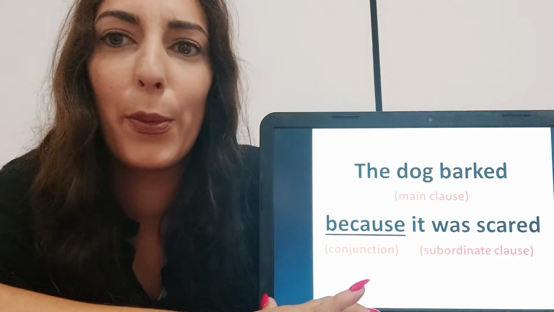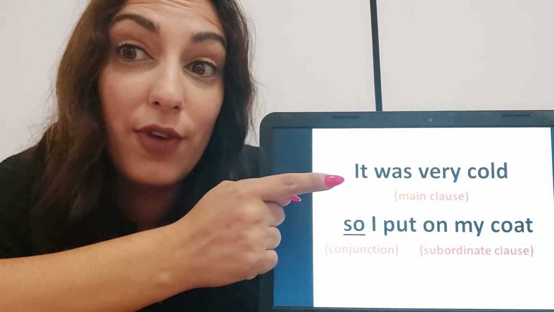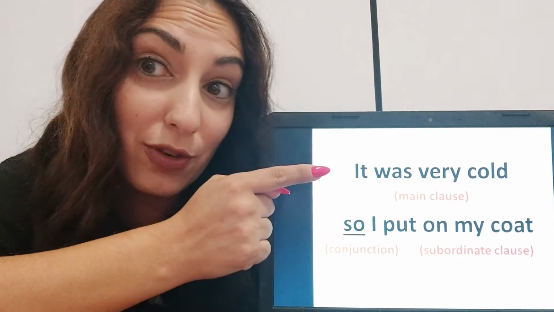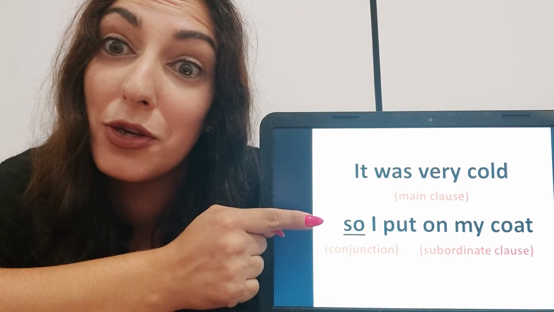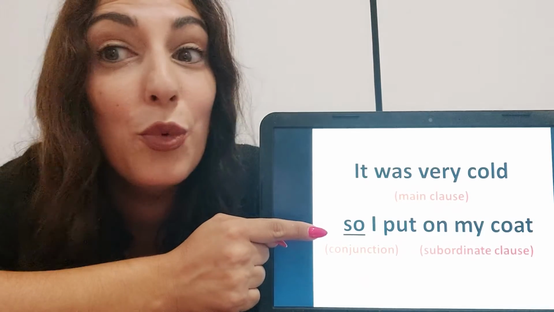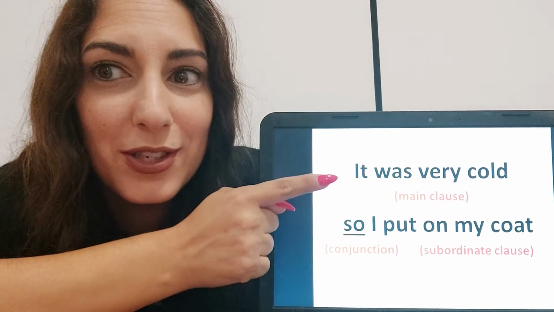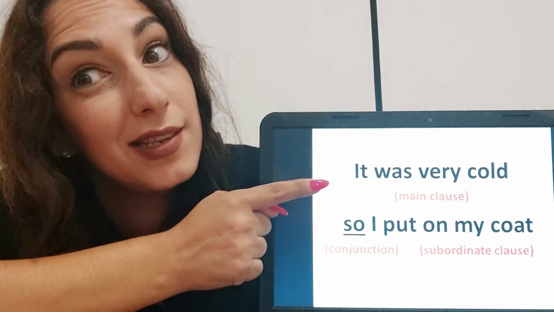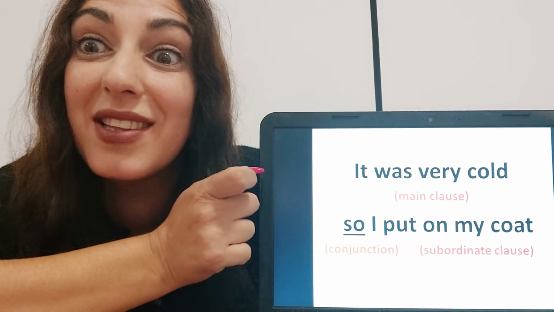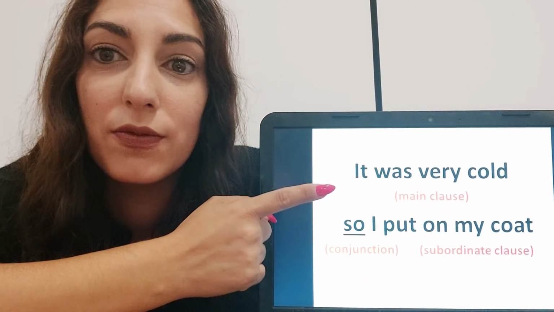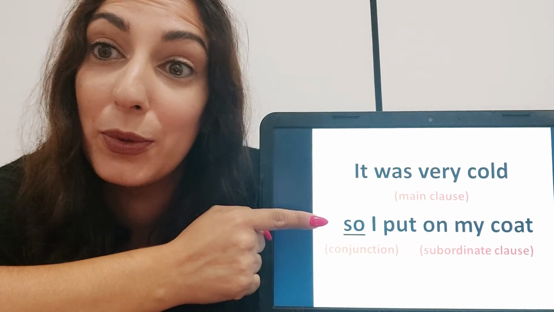Let's look at another example. It was very cold. There's my main clause from before, if you remember. So I put on my coat. So you see, if I just said, so I put on my coat, it wouldn't make sense. But because I added it to the main clause, which made sense anyway by itself, they both make perfect sense together. So it was very cold, so I put on my coat.